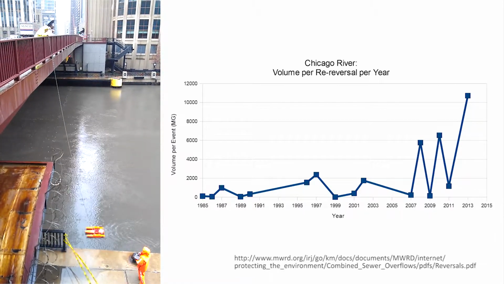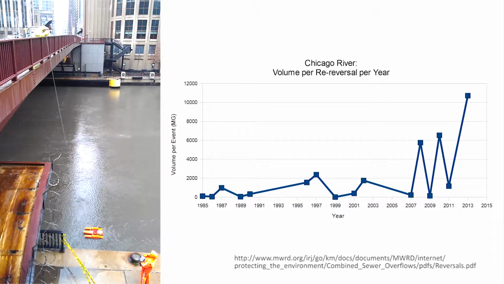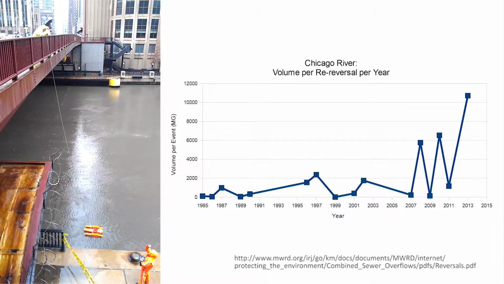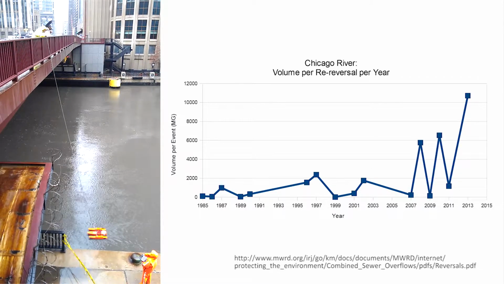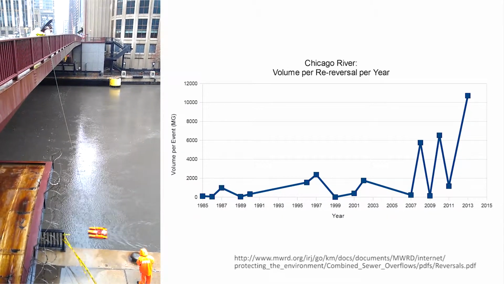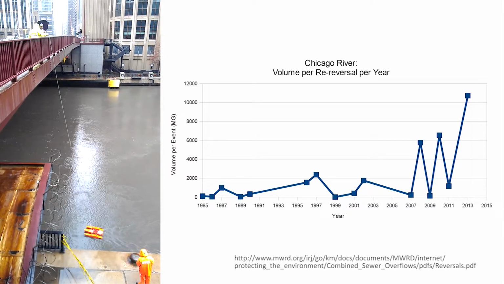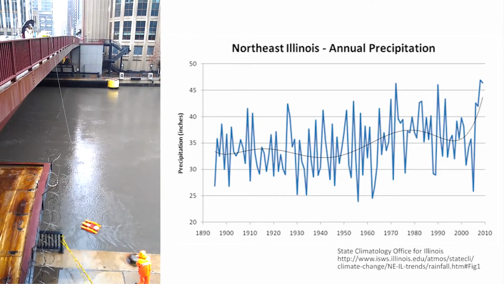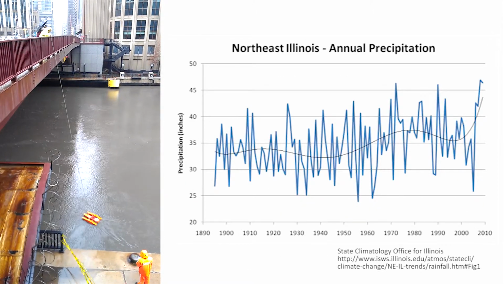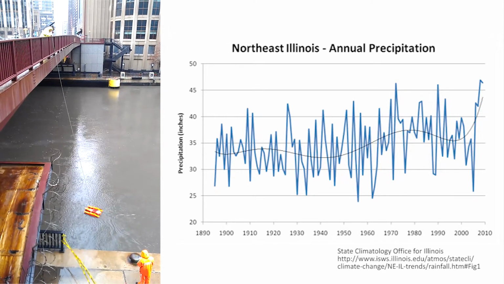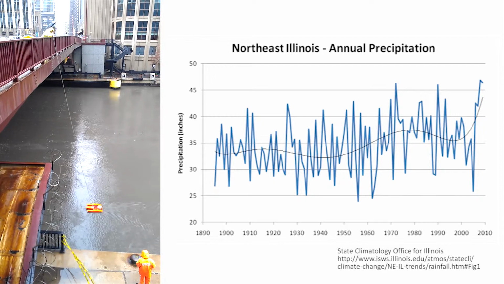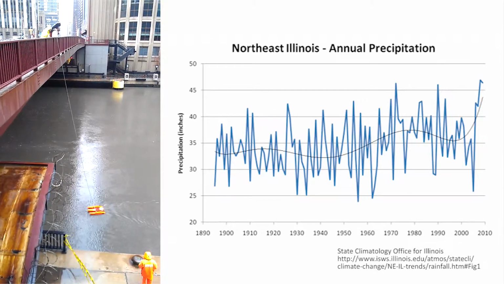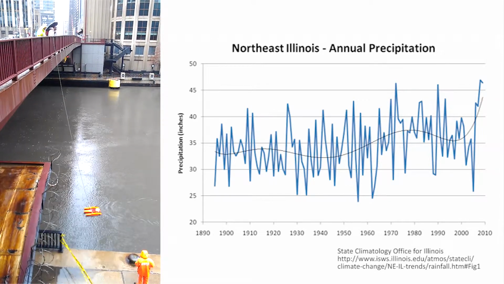Shown here is a graph of the flow rate of each reversal since 1985. Each positive value indicates a year where the locks were opened. Although the data doesn't go back very far, there is a slight indication that flow rates are increasing in recent years. Let's zoom out a bit and look at the region as a whole. This graph depicts the average annual precipitation for northeast Illinois using gauge data starting in the late 19th century. The data shows a slight trend upward beginning in the late 1960s and 70s.